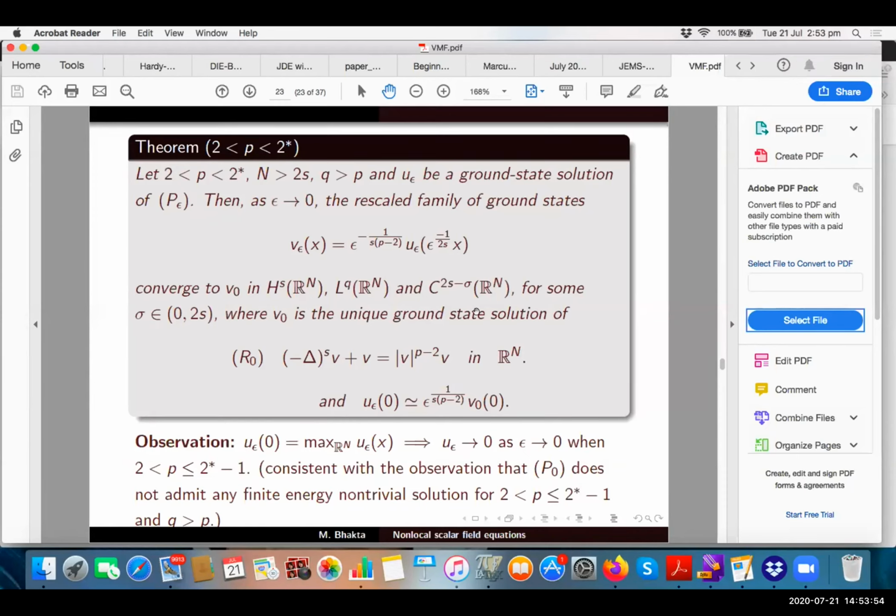So this norm is equipped with the HS norm, or is it equipped with the C2S minus sigma? No, it is equipped only with the HS norm. HS norm, okay. But if you have the convergence in the Holder norm also, that's much better, no? Yeah, right. But it's only in the HS norm. The way we define the variational solutions is only in HS.